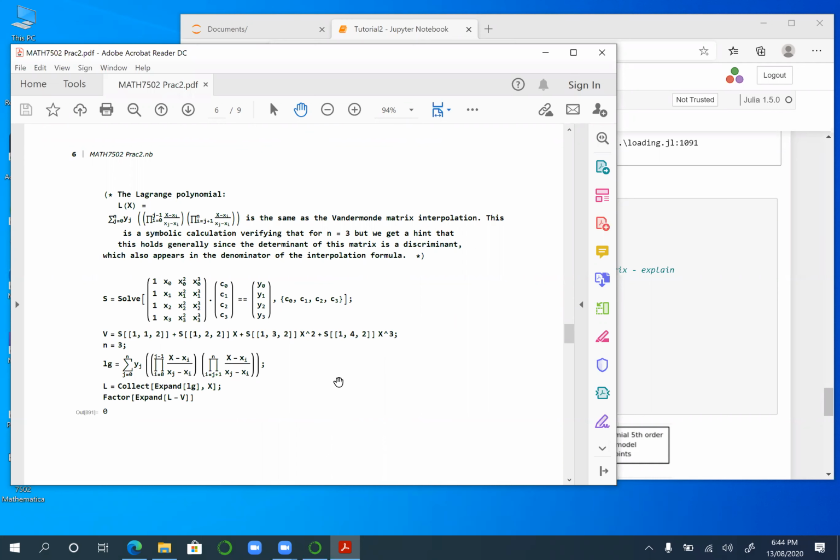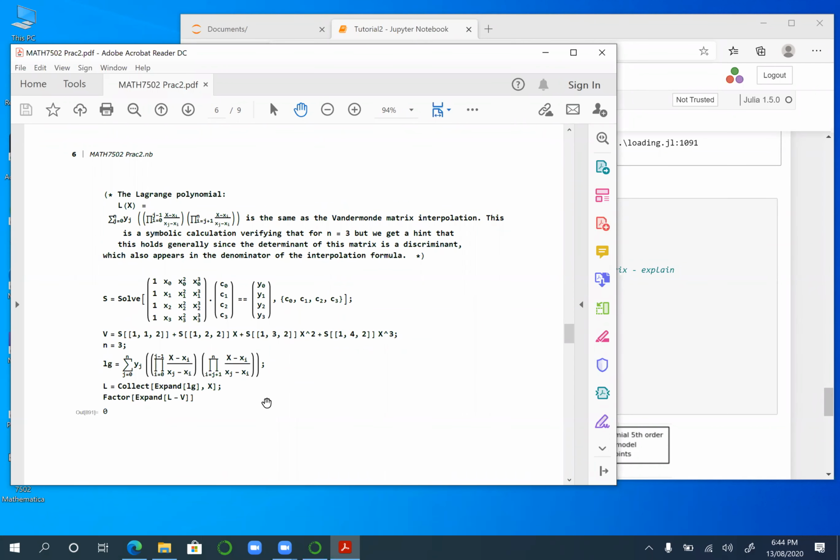Symbolically. And now I do the same. I do the calculation using the Lagrange formula, put that in memory, and then I take the difference between the two of these, the difference between the two polynomials. And I find, after expanding and then factoring it, that I get 0. That says that the two are the same.